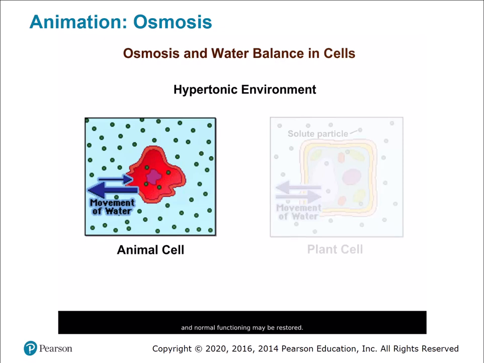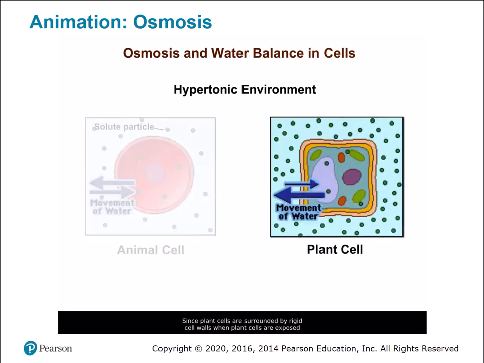Since plant cells are surrounded by rigid cell walls, when plant cells are exposed to a hypertonic environment, water rushes out of the cell and the plasma membrane pulls away from the cell wall at multiple places. This phenomenon, called plasmolysis, causes the plant to wilt and can lead to plant death. If plant cells are returned to an isotonic or hypotonic environment, water re-enters the cell and normal functioning may be restored.